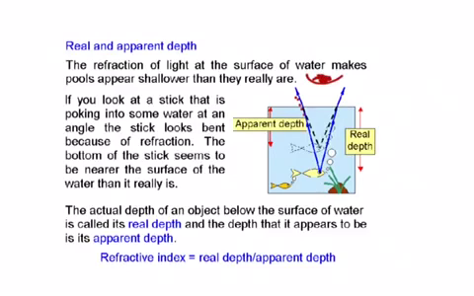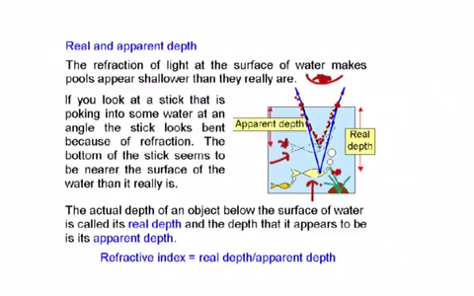So although the fish is actually here, because the light bends at the surface here, our brains interpret that the fish is here. This is the apparent fish, or the apparent depth of the fish. So to our brains it looks like the fish is actually here, even though in reality the fish is down here and deeper, further away.